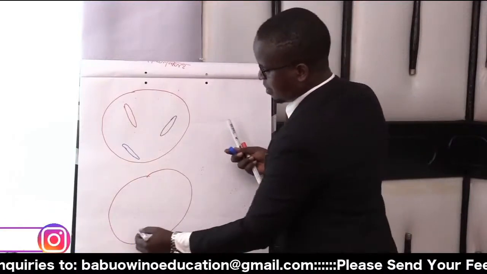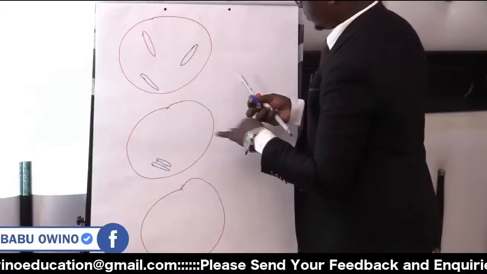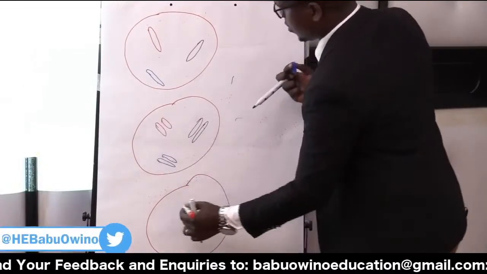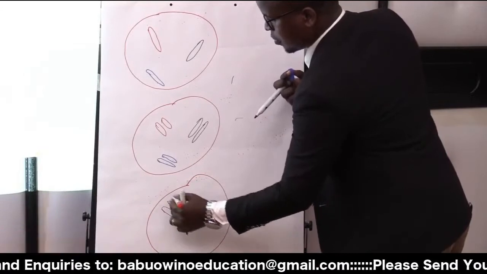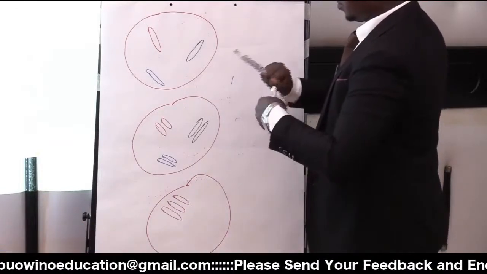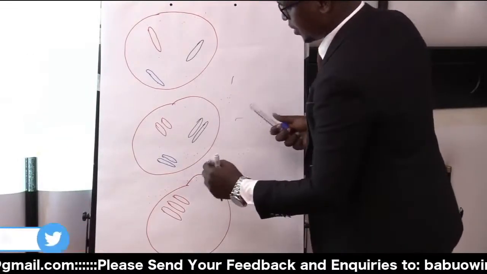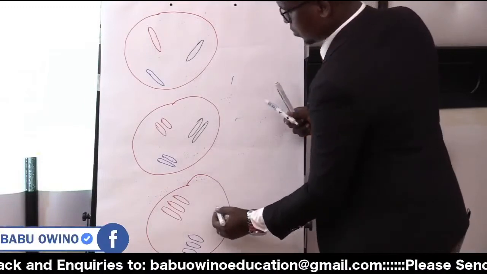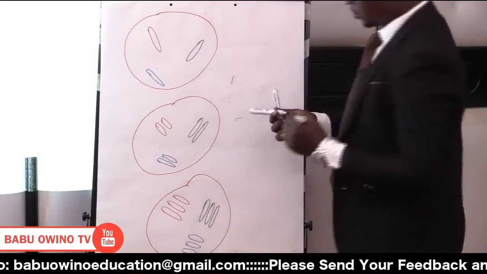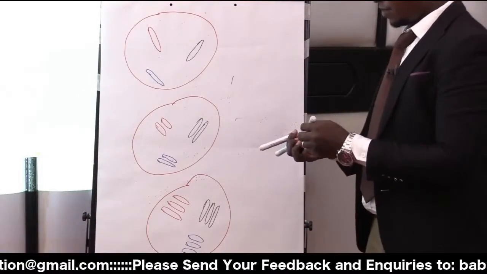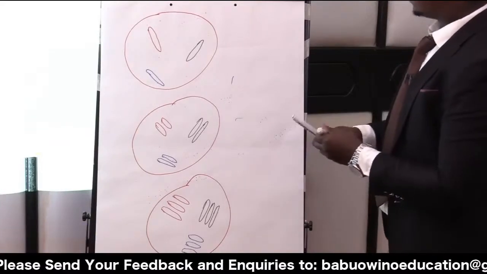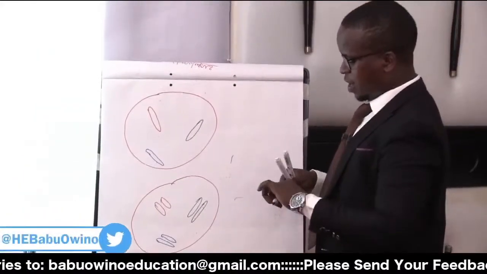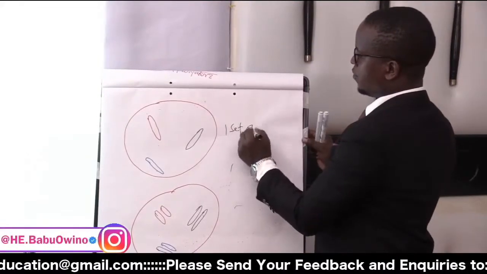Then here, I'm going to have another representation, and then here I have this. In these representations, I want us to observe the differences that we have here. We have three different types of chromosomes in all these scenarios. But in this first case, we are only having one type of chromosome of each kind. So this is a case where we will say we are having one set of chromosomes.